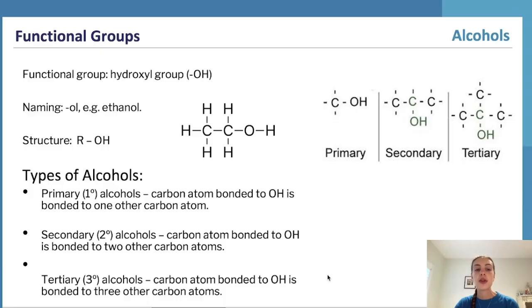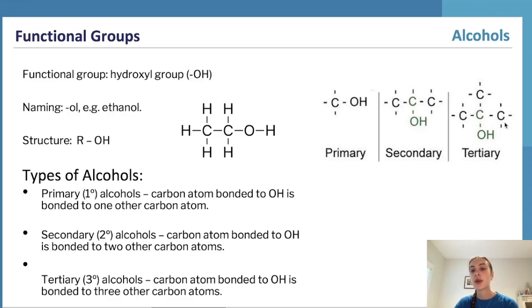Then finally, we've got tertiary alcohols. Tertiary alcohols have a carbon atom bonded to the hydroxyl group, which is also bonded to 3 other carbon atoms. And so typically this will only occur if you have some kind of branch, like a methyl group or an ethyl group, on the same carbon that the hydroxyl group is bonded to.